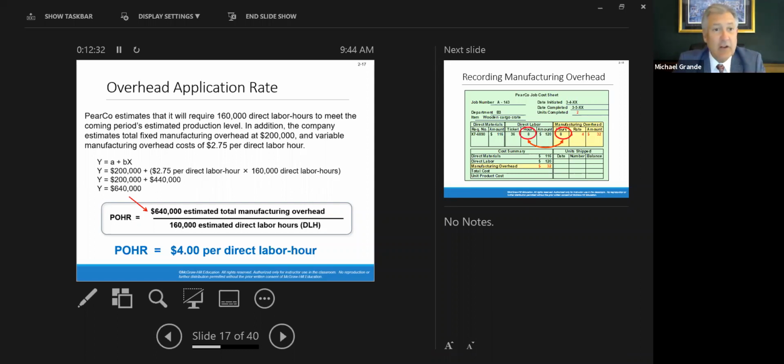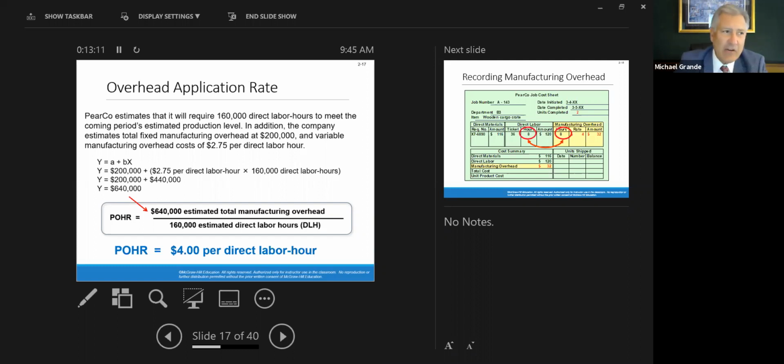So the formula here walks you through calculating total cost, fixed plus variable, the $200,000 of fixed cost, plus the variable cost, which is $2.75 per direct labor hour, times the estimated direct labor hours. The numerator, the total estimated manufacturing overhead, is $640,000, divided by the total estimated activity base, the allocation factor of 160,000 hours. The predetermined overhead rate is $4 per direct labor hour.